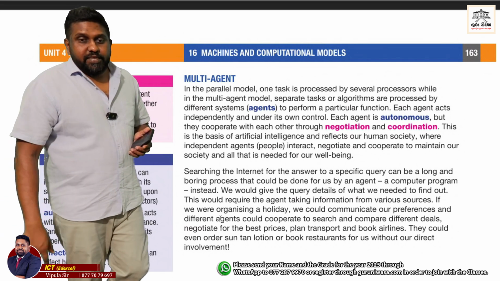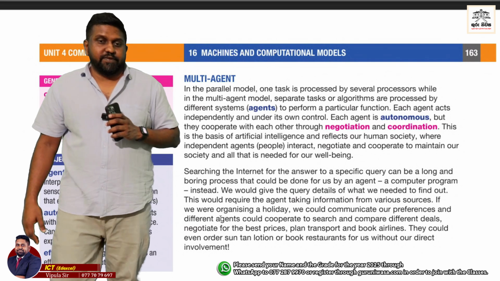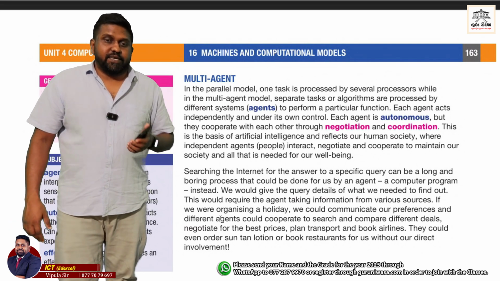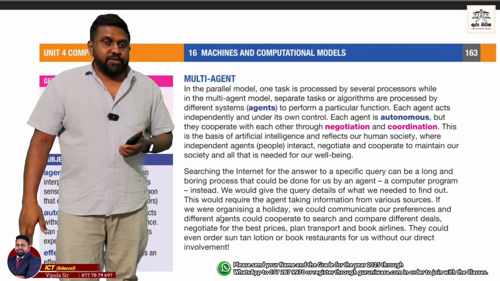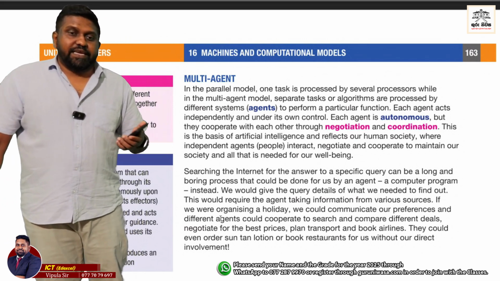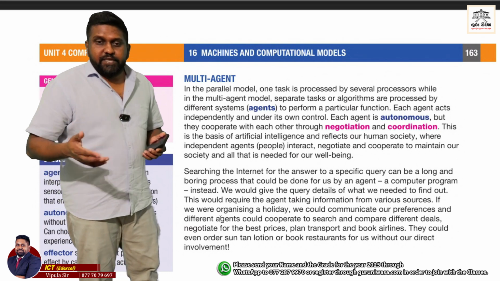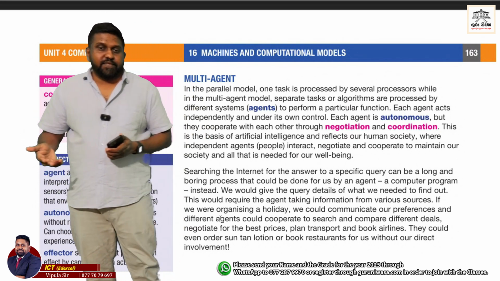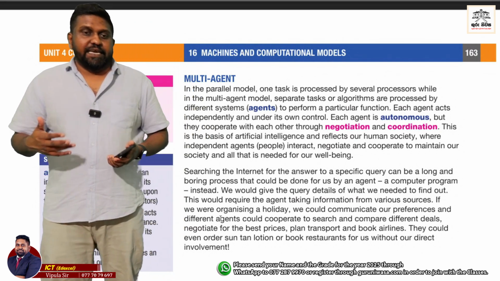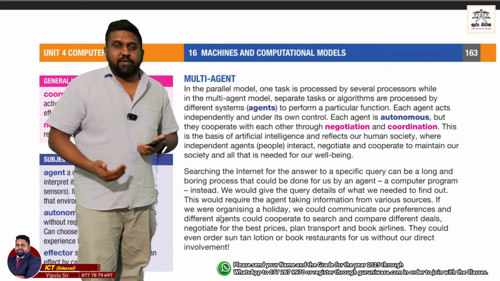The other way around, in the multi-agent model, it goes a little differently, where separate tasks and algorithms are processed by different systems. In this case, agents perform a particular function, and each agent acts independently and under its own control.